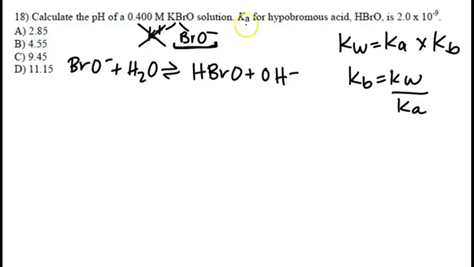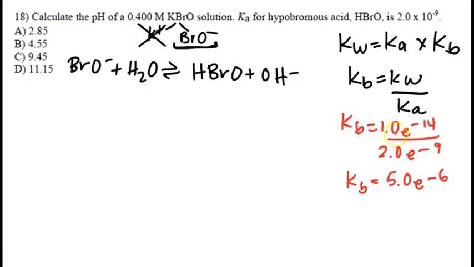And the only way to go from a Ka value to a Kb value is to use the expression here: Kw is equal to Ka times Kb. Therefore, our Kb value is going to equal Kw divided by Ka. So Kb is going to equal 1.0 times 10 to the negative 14 divided by 2.0 times 10 to the negative 9, because that is the Ka value that's given. When I divide these two numbers, I get 5.0 times 10 to the negative 6 as my Kb value.